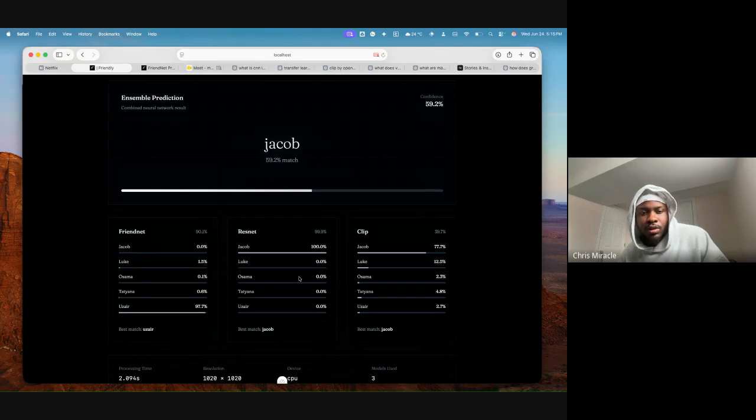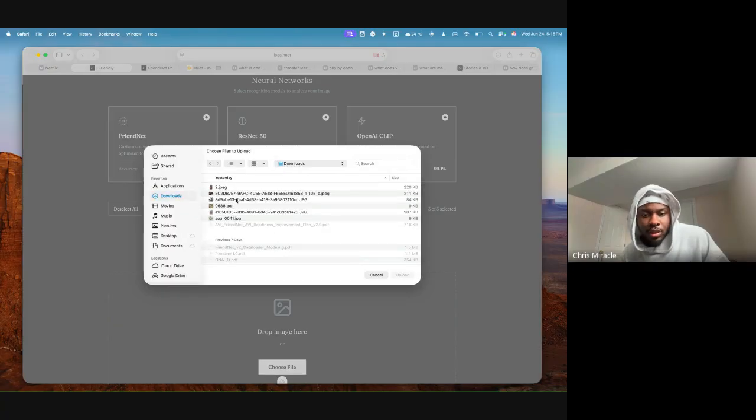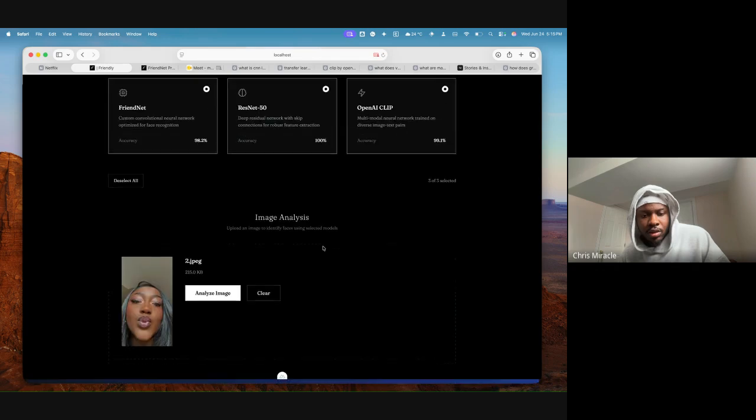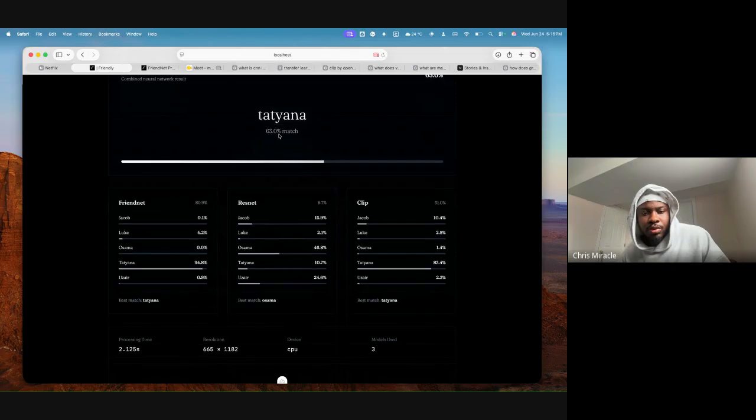CLIP got it. Let's clear and try Tatiana. Hopefully this should work. Yep, my model performed very well on Tatiana. ResNet didn't perform well, and CLIP did. I think CLIP has been the most accurate in this project.